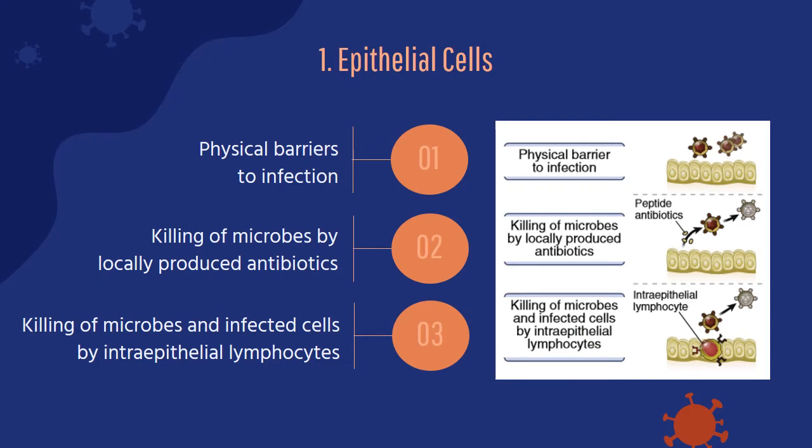There are 3 functions of epithelial barriers in immunity. The first is physical barriers to infections. Epithelia at the portals of entry of microbes provide physical barriers formed by keratin in the skin or secreted mucus. The second is killing of microbes by locally produced antibiotics. Epithelial barriers also produce antibiotics to kill microbes. And the third is killing of microbes and infected cells by intraepithelial lymphocytes, whose function is to prevent microbes from entering our body by killing microbes and infected cells.